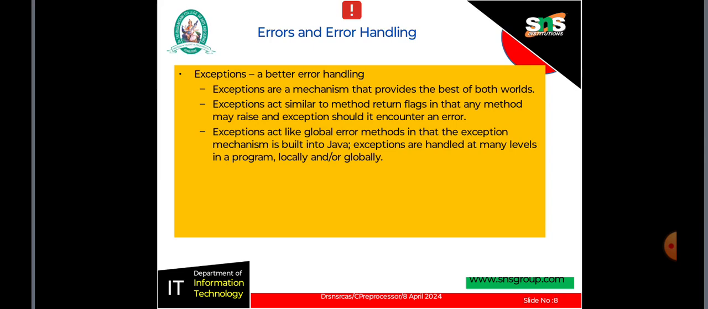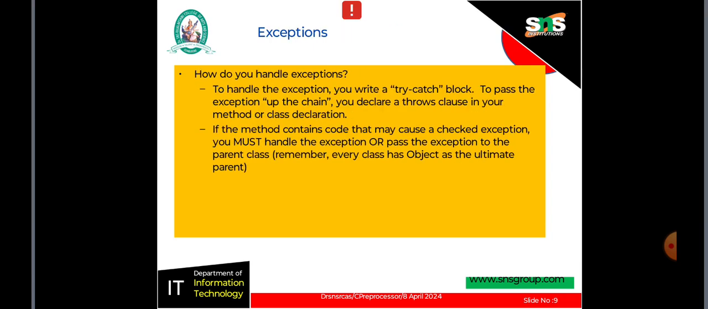For better error handling, exceptions are a mechanism that provides the best of both worlds. Exceptions act similar to methods that return flags, in that any method may raise an exception should it encounter an error. Exceptions act like a global error method, in that the exception mechanism is built into Java. Exceptions are handled at many levels in a program, locally or globally.